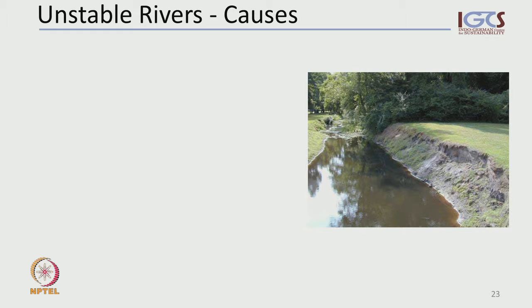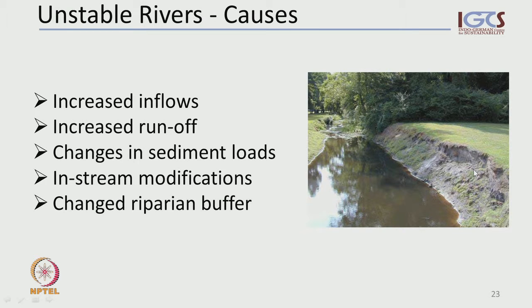What causes such unstable rivers? We can see an example here where the local level is high, and in very recent times a lot of erosion has taken place and formed such a steep riverbank within a very short time. The causes of this could be an increased inflow. We can speculate about where this inflow comes from. It could be an increased runoff. Again, we will talk about it a little bit later. It can be the result of a change in sediment loads. It could be the result of in-stream modifications. It could also be the result of a changed riparian buffer.